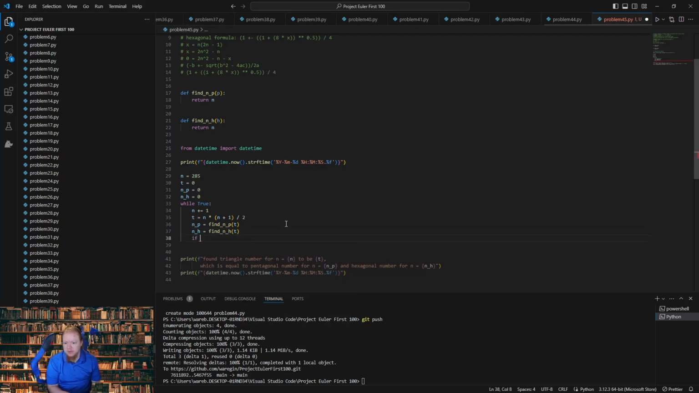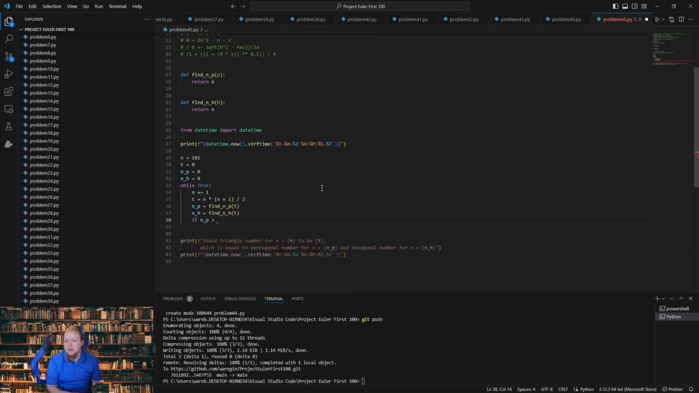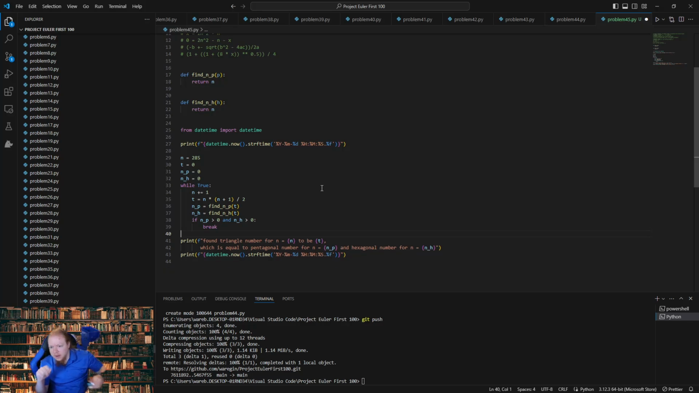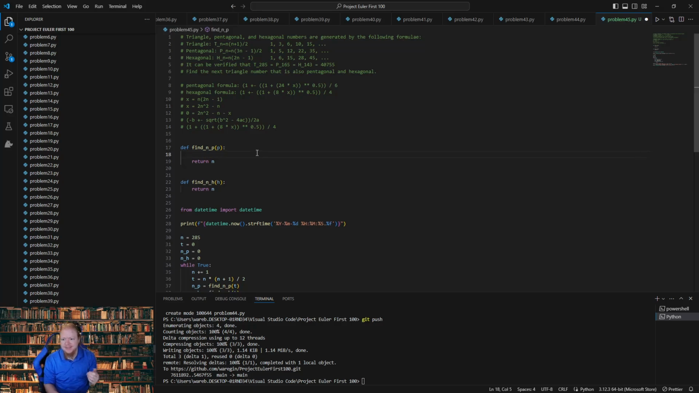And then we're going to say if n of p is greater than, I'm going to say greater than 0, I think. And n of h greater than 0, we're going to break. And that should be all of the logic that we need for the main part. Now we got to build out these two little methods, because currently the way they're written, they make no sense.